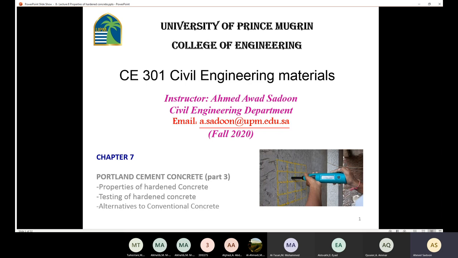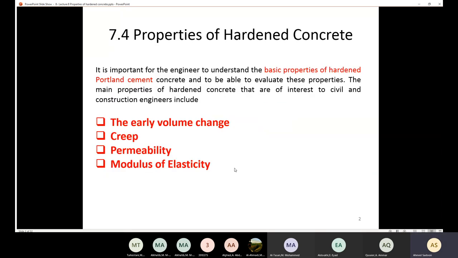But first, as a civil engineer, it's important for you to understand the basic properties of hardened Portland concrete, and you should be able to evaluate these properties. The main properties of hardened concrete that are of interest to civil and construction engineers include the early volume change, which means that the volume of the concrete is going to change, mainly because of the evaporation of the water.